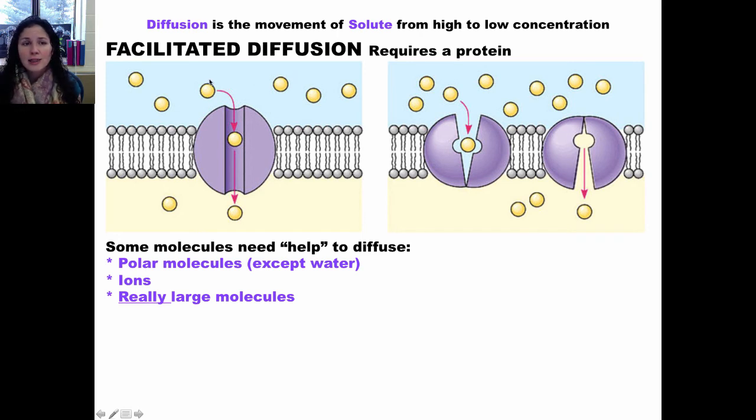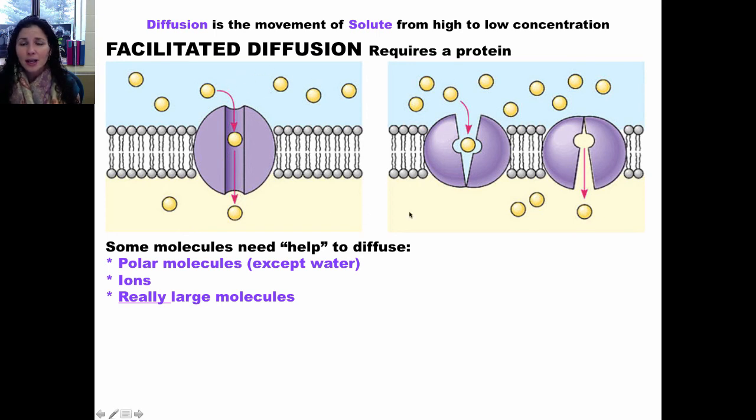And there are two ways that things can be facilitated through the membrane. One is through a protein that has a channel or a tunnel through the membrane. Here's an example. This cartoon here is showing a purple membrane protein that has a channel that allows solute molecules to travel through the membrane. Ions or polar molecules can get through the membrane through one of these channels. This doesn't require any energy, and it's still diffusion because it's the movement of solute molecules from high to low concentration.